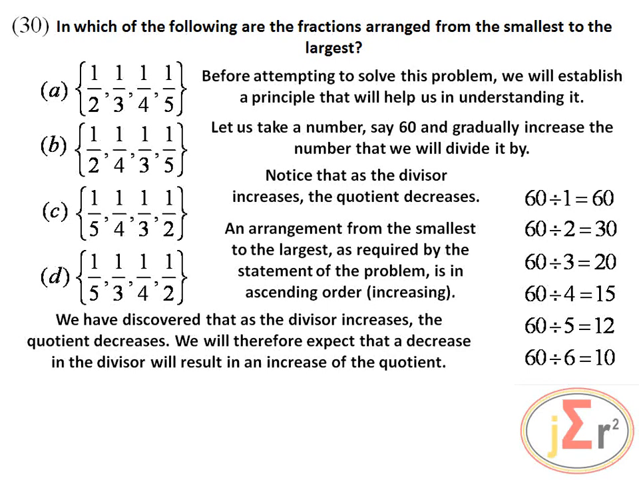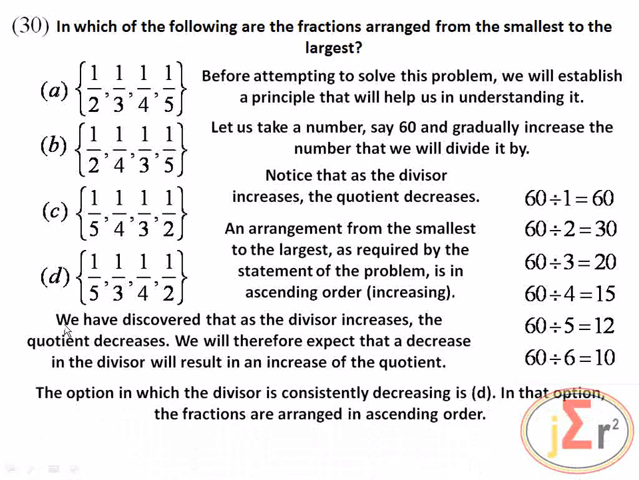Let's repeat that. We have discovered that as the divisor increases, the quotient decreases. We will therefore expect that a decrease in the divisor will result in an increase of the quotient. So we need to find ourselves in a situation in which we are decreasing the number that we are dividing by. And in that particular case, we will be increasing the quotient.